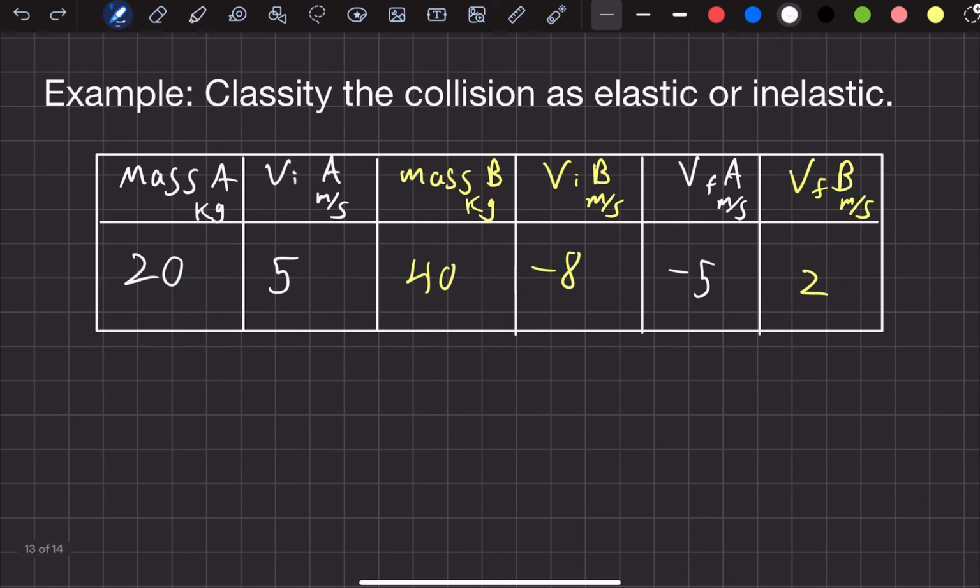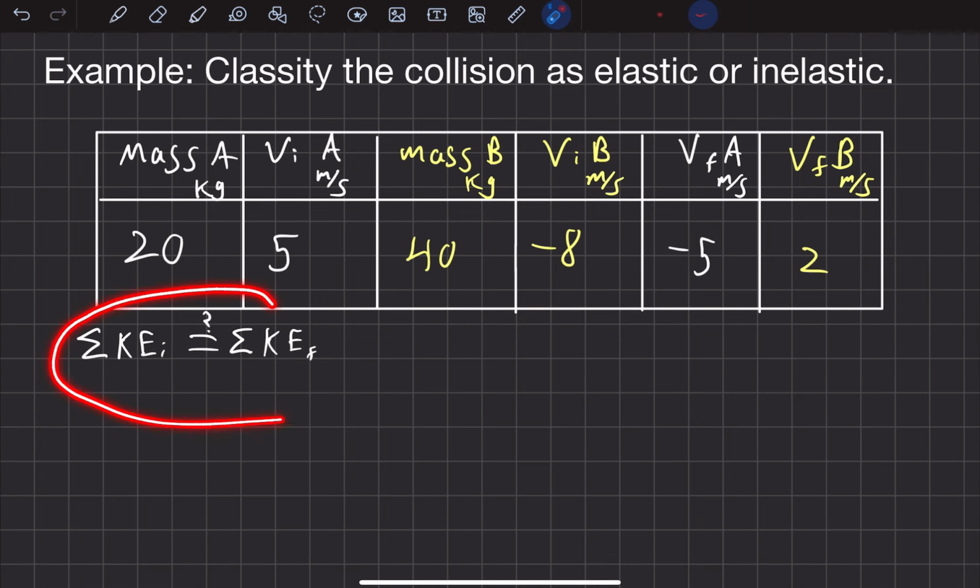First, let's have an example of identifying an elastic or inelastic collision using the math. The first thing we're going to do is start with this equation right here: the sum of all kinetic energies initial equals the sum of all kinetic energies final. But here you might notice I put a question mark, because what we're doing is plugging in values to this equation and checking whether they are actually equal. If we get some nonsensical answer like 5 equals 2, then we know that the kinetic energy was not conserved. But if we get 5 equals 5, then we know the kinetic energy was conserved.